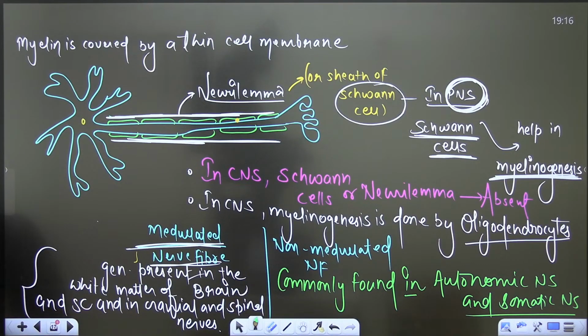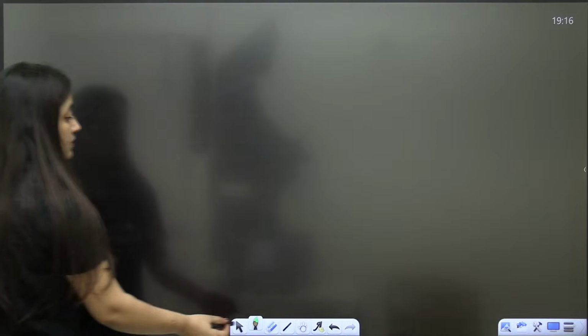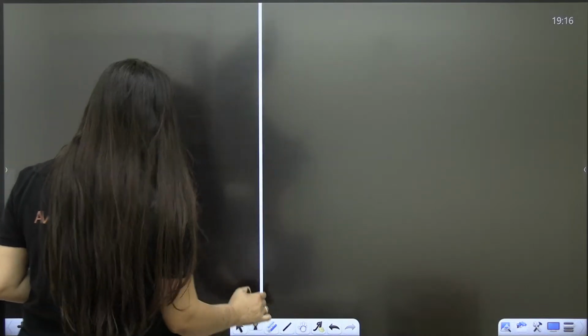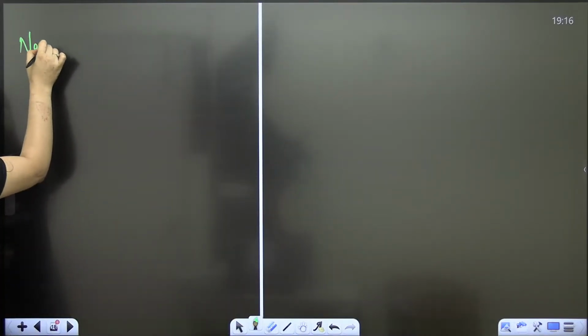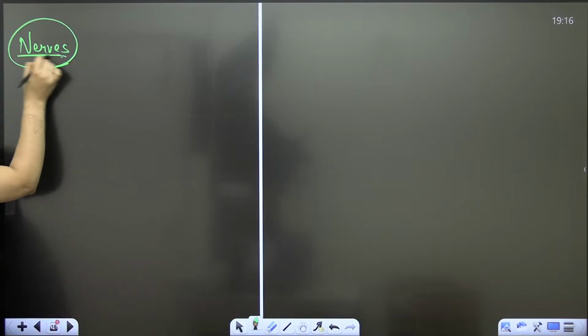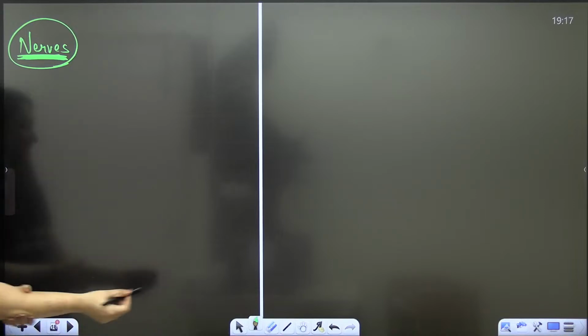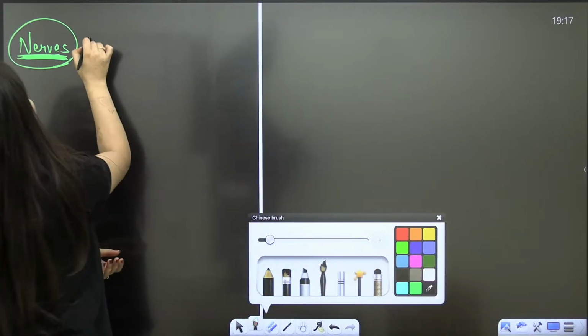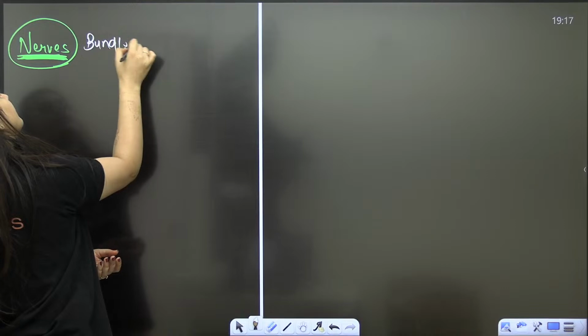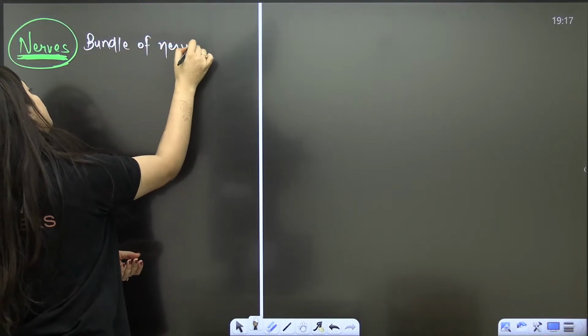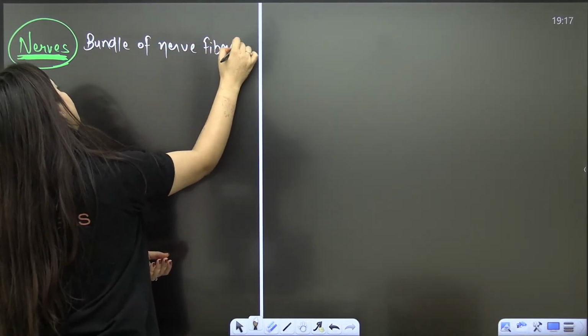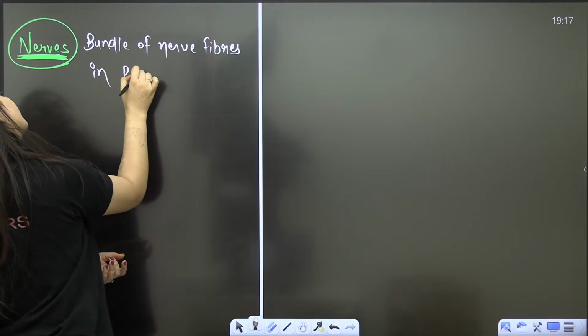So now you know the meaning of nerve fiber, and of myelinated and non-myelinated nerve fiber. When we use the word nerves, this terminology is important. In this chapter we'll use the words nerves, nerve fiber, or nerve cell. When we say nerves, they are the bundle of nerve fibers in the peripheral nervous system. Many nerve fibers together, a bundle of nerve fibers in the peripheral nervous system.